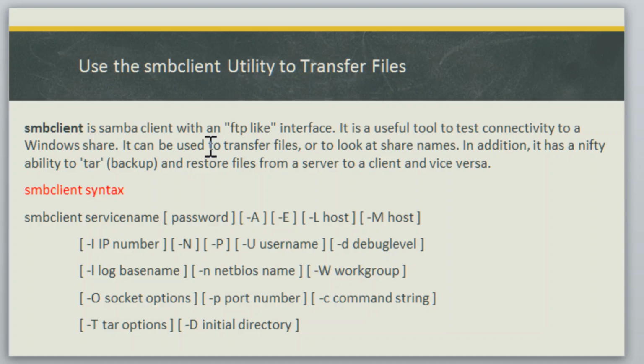So smbclient is a client with an FTP-like interface. It is a useful tool to test connectivity to a Windows share. It can be used to transfer files or to look at share names. In addition, it has a nifty ability to tar, backup, and restore files from a server to a client and vice versa. So here we see some syntax for that command. It would be SMB, or Samba, client, the service name, and then a lot of different flags we can put on here. We can say what user we want to do it as, what host and port we're going to be going through, what type of tar options we want to throw on there. So a lot of different things we can do with that Samba command.